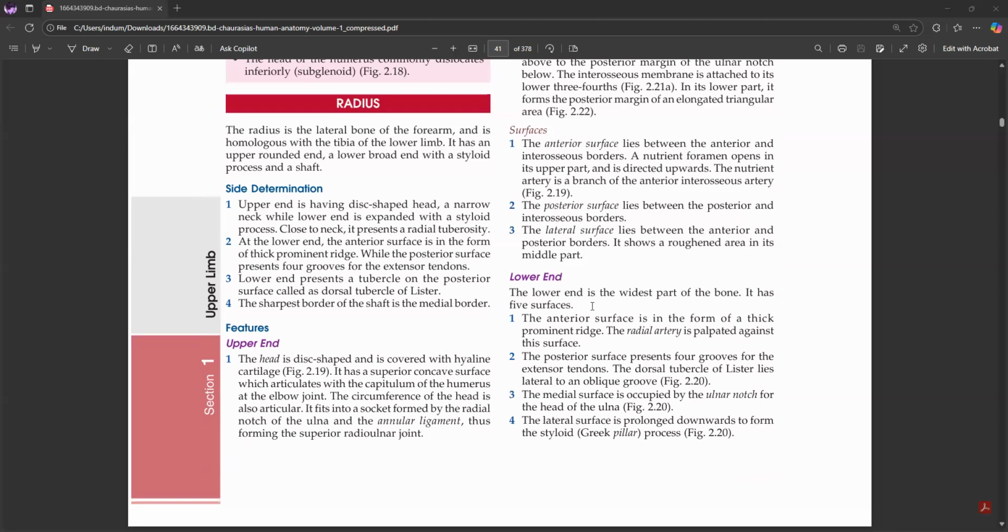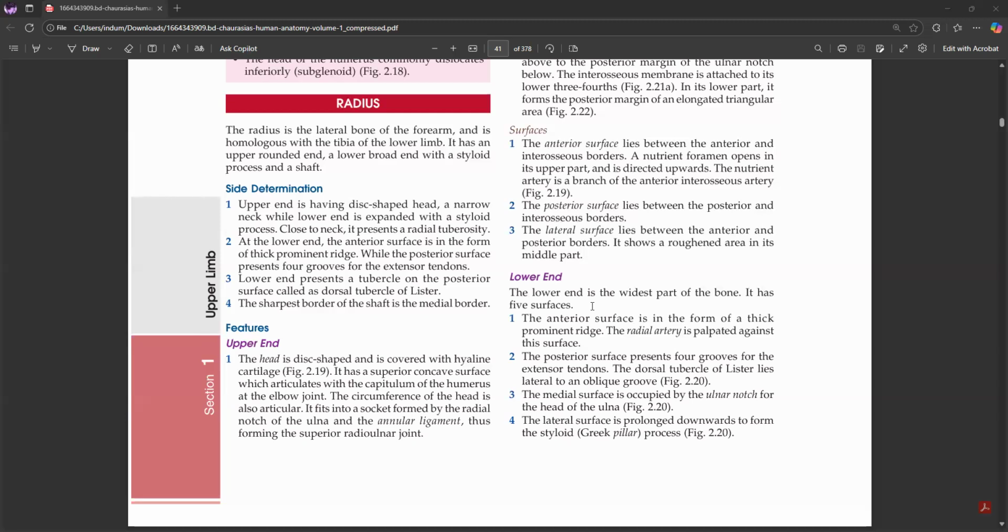Surfaces. Number 1. The anterior surface lies between the anterior and interosseous borders. A nutrient foramen opens in its upper part and is directed upwards. The nutrient artery is a branch of the anterior interosseous artery, figure 2.19. Number 2. The posterior surface lies between the posterior and interosseous borders. Number 3. The lateral surface lies between the anterior and posterior borders. It shows a roughened area in its middle part.